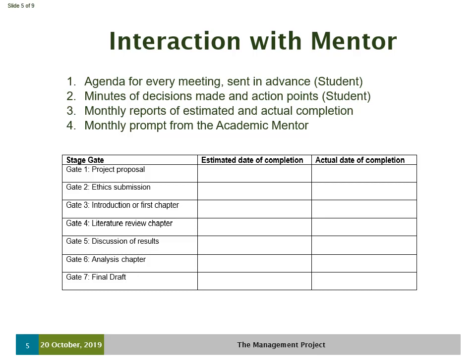This is a repeat of a previous slide which has been in another presentation. The stage gates that I've gone through on the previous slide are now made more clear in terms of the project proposal, the ethics submission, the introduction to the first chapter, the literature review, the discussion results, analysis chapter, and final draft.